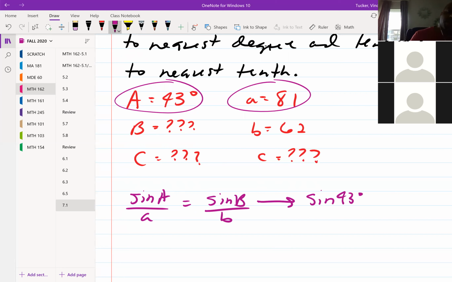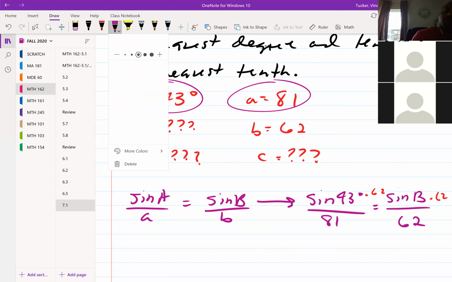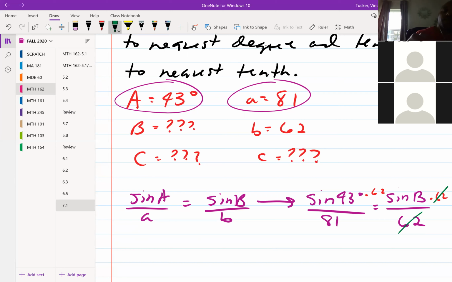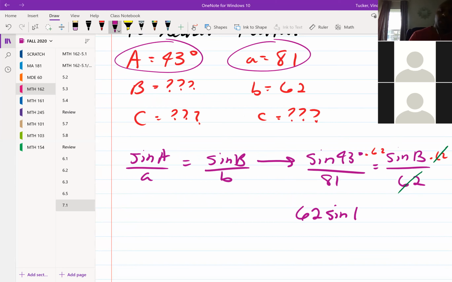So the sine of 43 degrees over 81 equal to sine of B over 62. Multiply 62 to both sides. The 62s will cancel, leaving me with 62 sine of 43 over 81 equal to sine of B. Now I can do sine inverse of both sides.